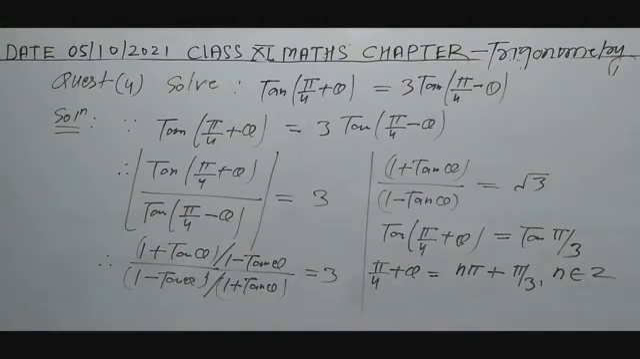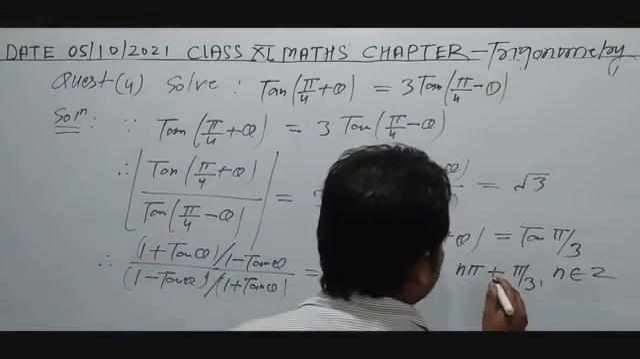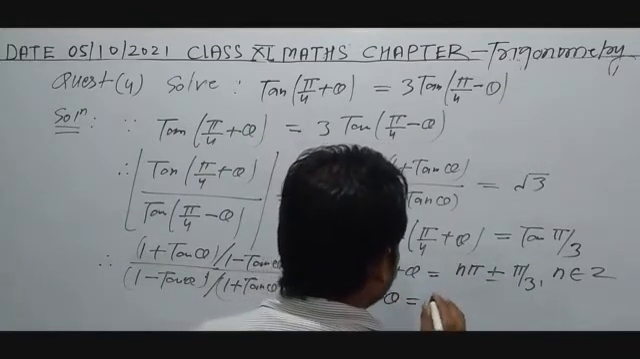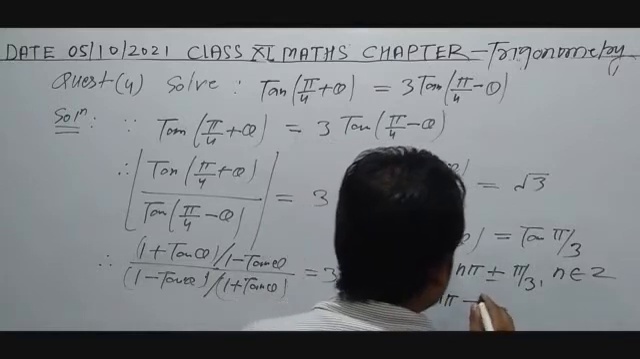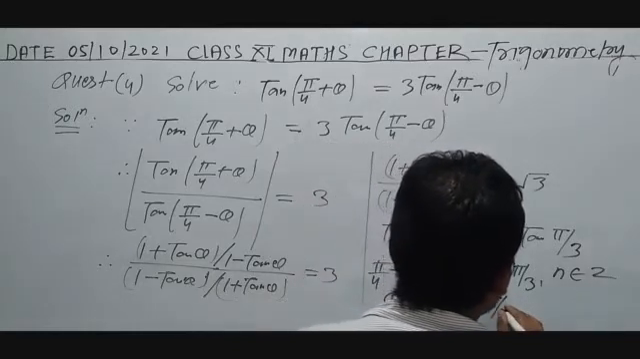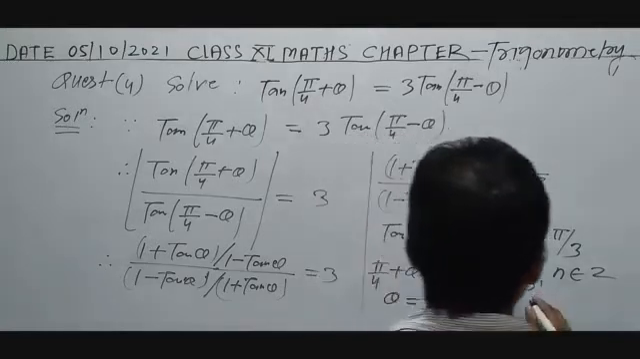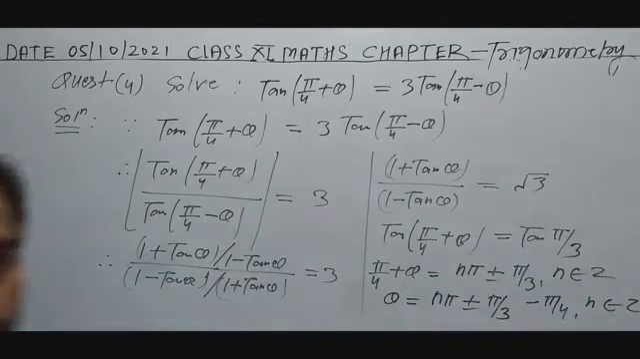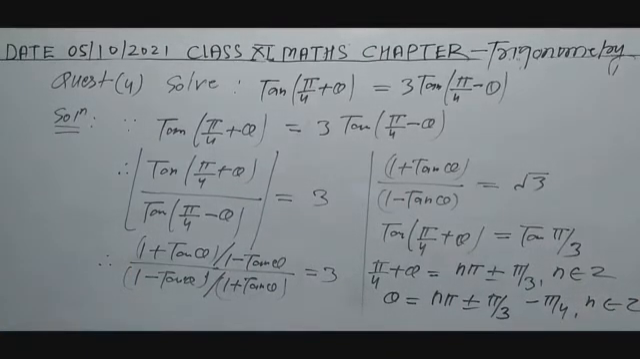This is a question related to trigonometry. So you can find the theta value: n pi plus pi by 3 minus pi by 4, that is, n pi plus minus pi by 3 minus pi by 4, such that n belongs to integer. See, this is our question. Now this is completed.